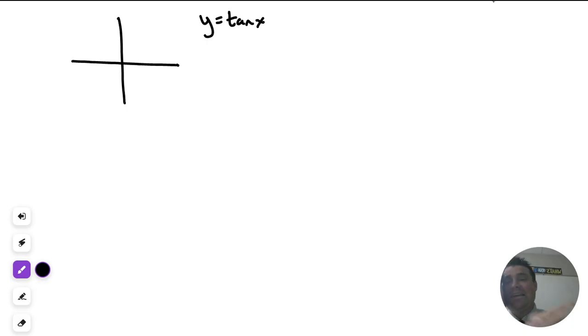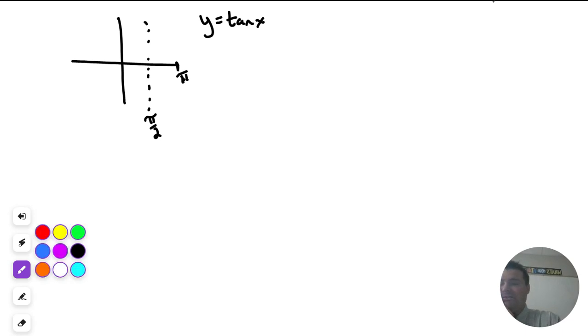All right, to sketch tangent. Oh my gosh. We go over here to pi. We have a vertical asymptote here at pi over 2. And I taught you this. I did teach you everything. Everything you know. I don't know if I should take credit for that. Hey, you can fix my mistakes, no problem, but I don't have a mistake.